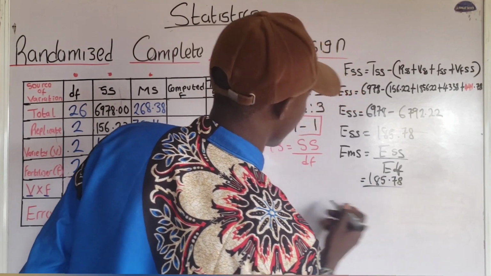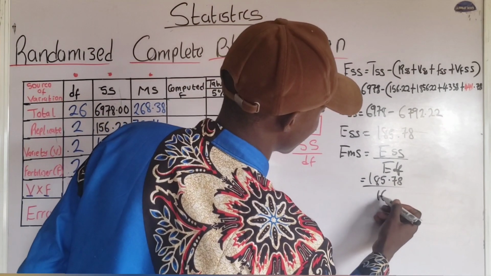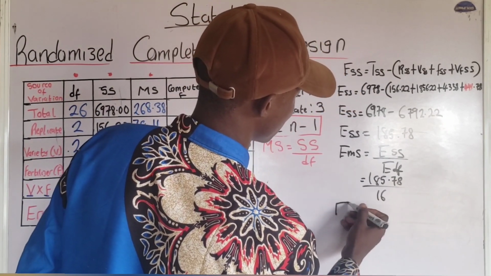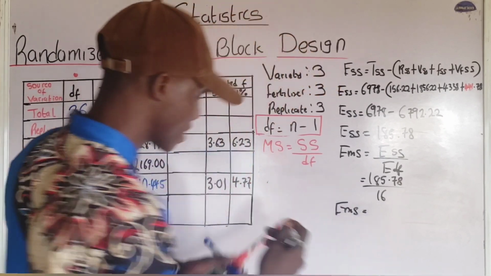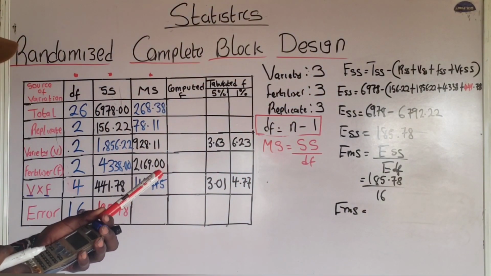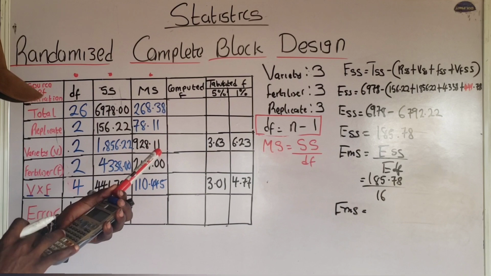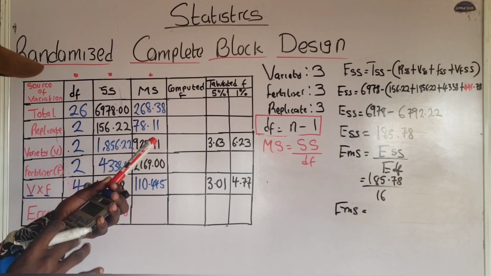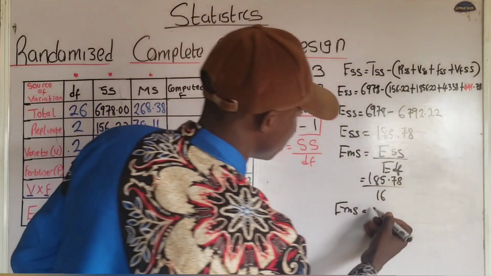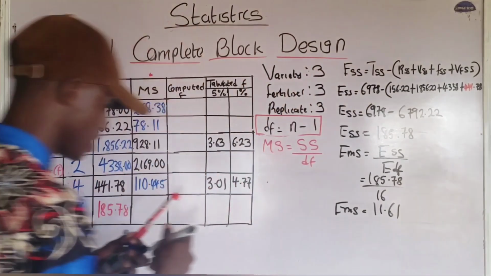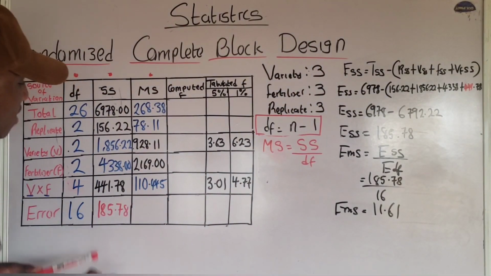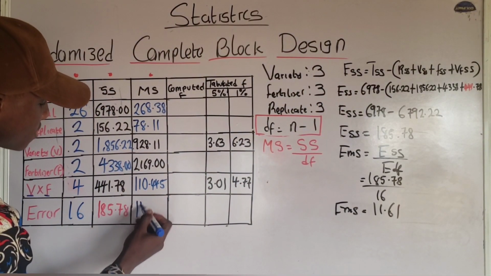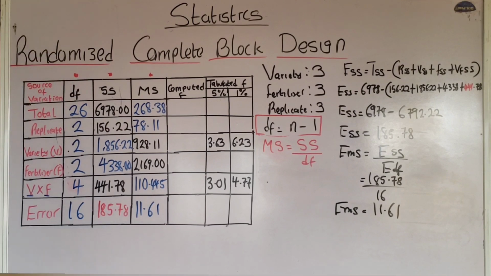185.78 all over error degree of freedom, which is 16. So the error mean squared is equal to 185.78 divided by 16. That will give us 11.61. So the value for these cells is 11.61. Do you understand how I'm getting the value?